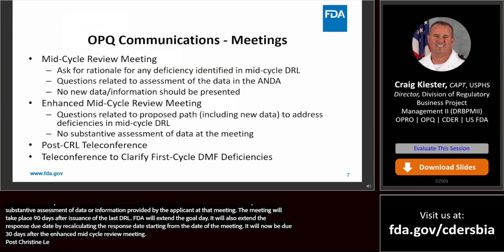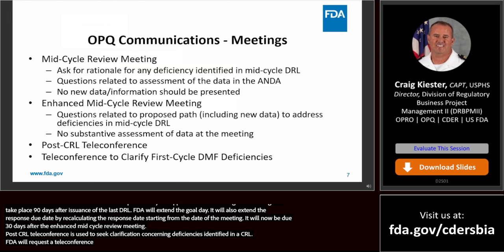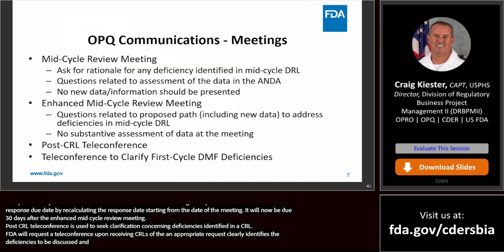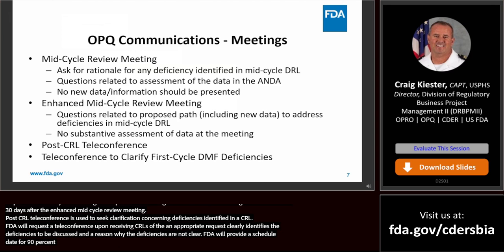Post-CRL teleconference. That's used to seek clarification concerning deficiencies identified in a CRL. FDA will grant appropriate requests for teleconferences requested by applicants upon receiving first cycle CRLs and upon receiving subsequent CRLs. An appropriate request is one that clearly identifies the specific deficiencies to be discussed and the reason why such deficiencies are not clear. FDA will provide a scheduled date for 90% of the post-CRL teleconferences within 14 days of the request and conduct 90% of the teleconferences, if granted, within 30 days of the written request.